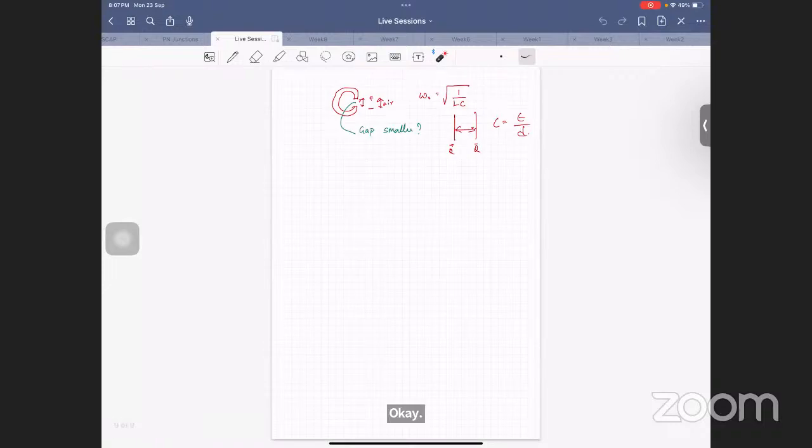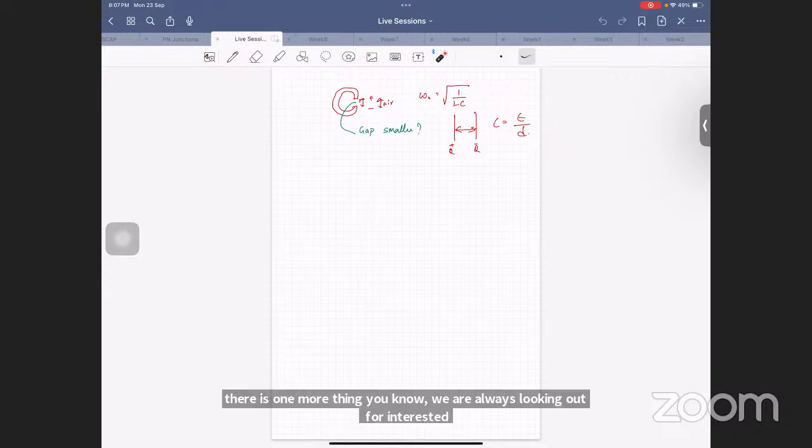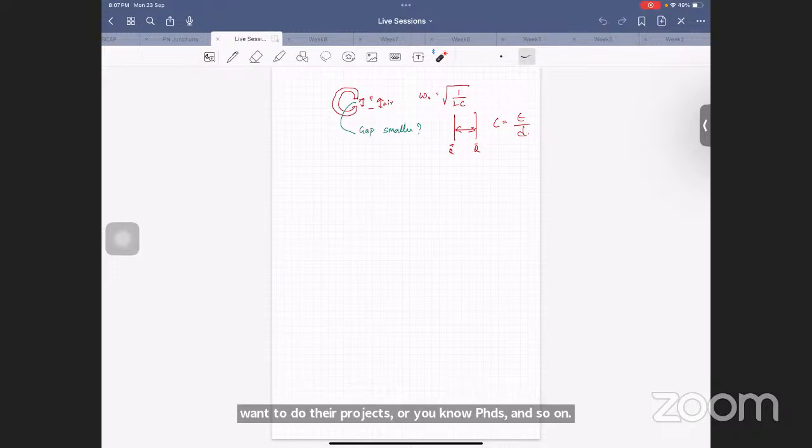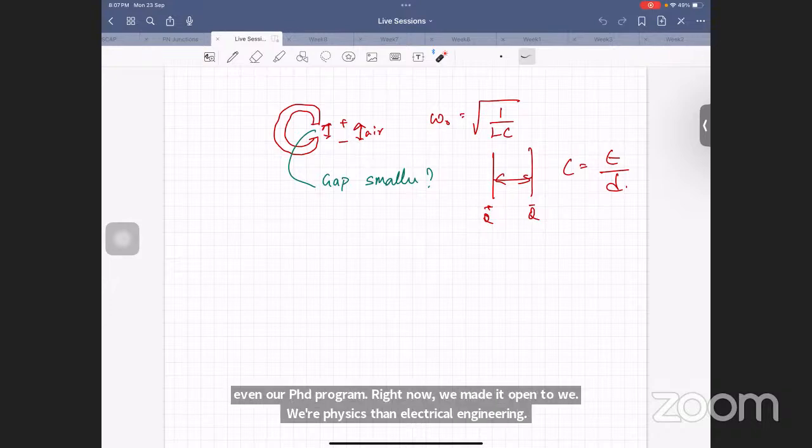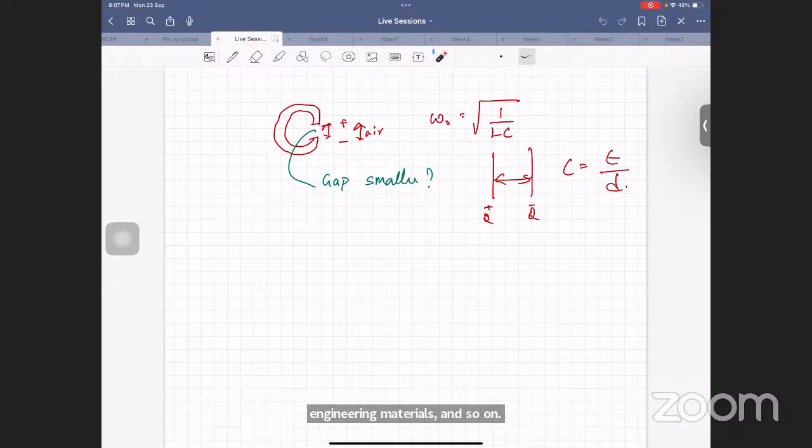Gina, anything to be added? No, sir. Okay. Guys, one thing, we are always looking out for interested students who want to do their projects or PhDs and so on. So if any of this interests you, feel free to reach out. Especially if you have things like JRFs, or even our PhD program, which we have made open. We work at the intersection of physics, electrical engineering, materials, and so on. So we are happy to have very motivated students who are interested in PhDs or projects. It's an open call.